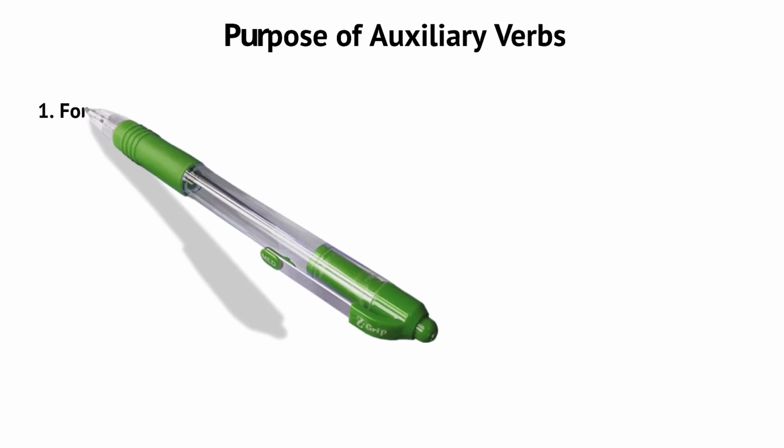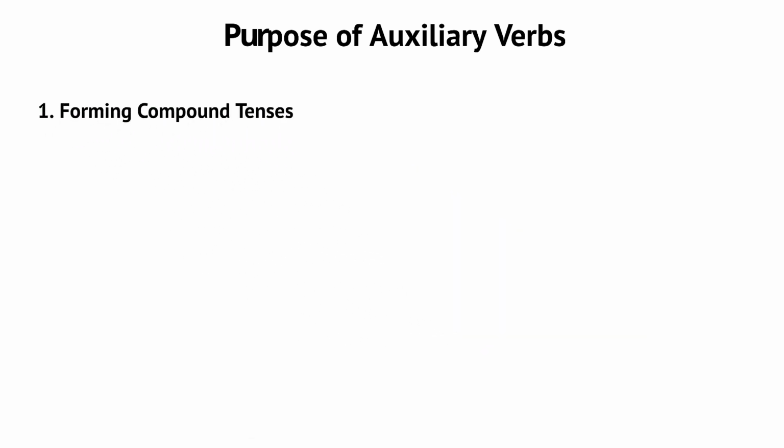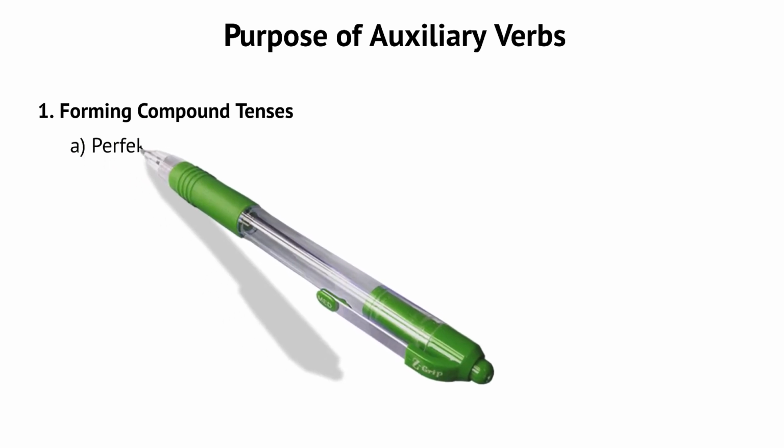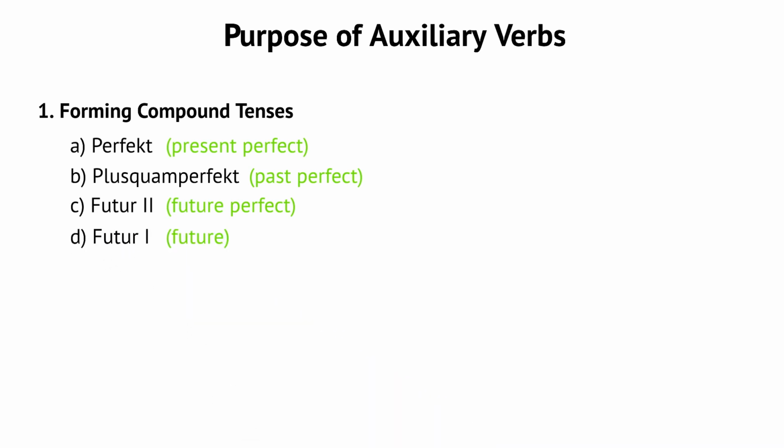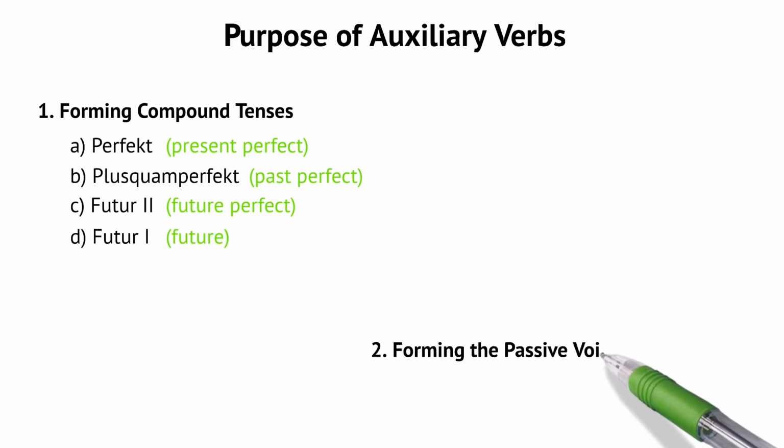Auxiliary verbs serve 2 vital purposes in German language construction. The first purpose is in forming compound tenses, and there are a total of 4 compound tenses in German: Perfekt, Plusquamperfekt, Futur 2, Futur 1. The second purpose is in forming the passive voice.